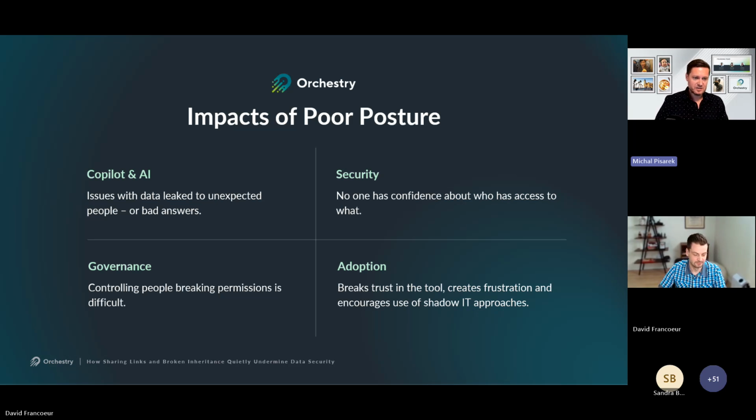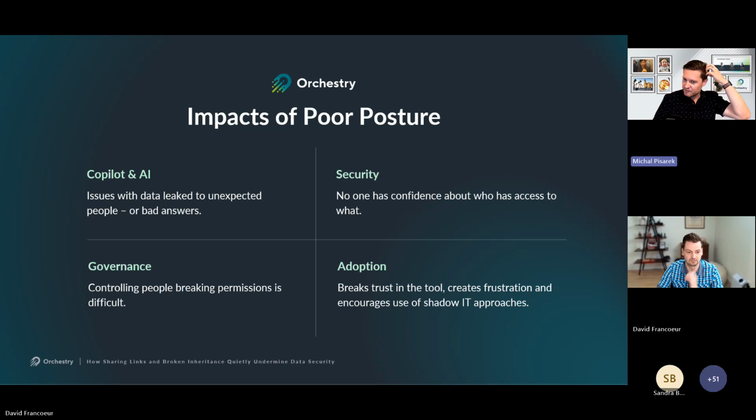The other thing is governance. It's just really complicated, right? And people just want to do the easiest thing, as you've mentioned, Dave. So controlling people breaking permissions is next to impossible, right? People go in, you can change these things. If you don't really have any idea what you're doing, you can cause some issues. We see this all of the time, Dave, where someone goes in and breaks permissions at the documents folder level, right? So you've got that ability as well. And then, of course, the adoption thing as well, which breaks trust in the tool.